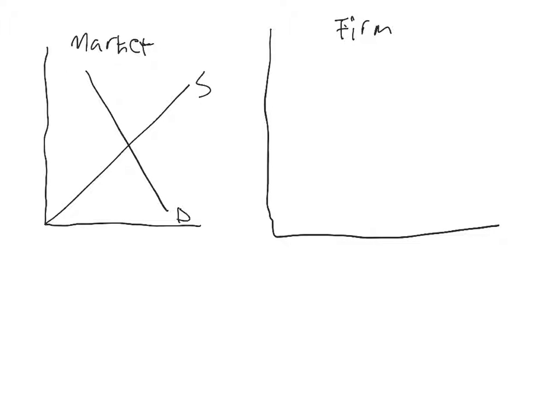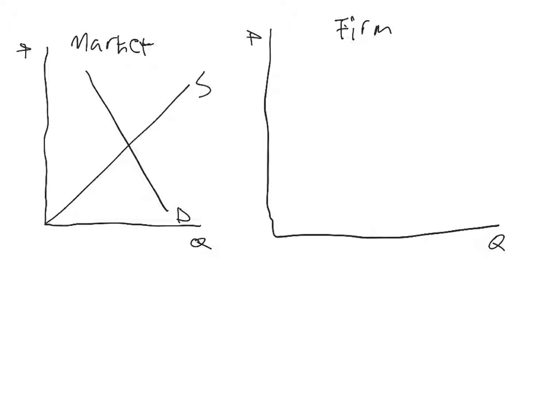First, you need to make two graphs side to side. The one on the left, you need to call it market. The one on the right, you have to call it firm. Your market graph is regular supply and demand, with price and quantity on the axes. And you need to find the socially optimal point, where the supply meets the demand.